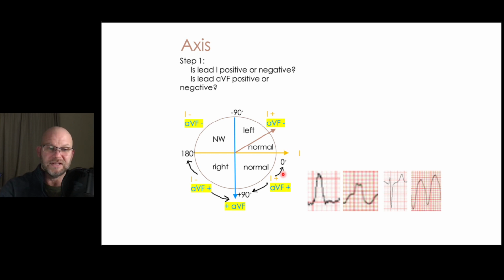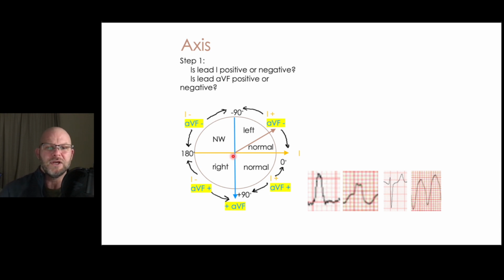But now if lead one is negative, we're heading to the patient's right. That entire quadrant is a right axis deviation. If they're both negative, so lead one is negative, we're heading toward the patient's right, and AVF is negative, we're heading toward the patient's torso up top. That puts us in this northwest axis. And from a compass standpoint, we can see where northwest comes from. But you also see this written as extreme right axis deviation.